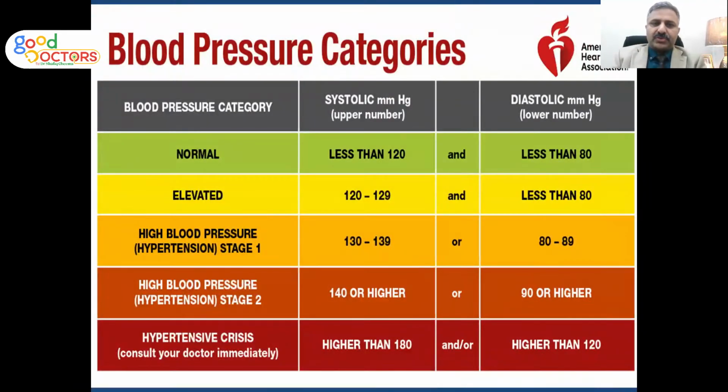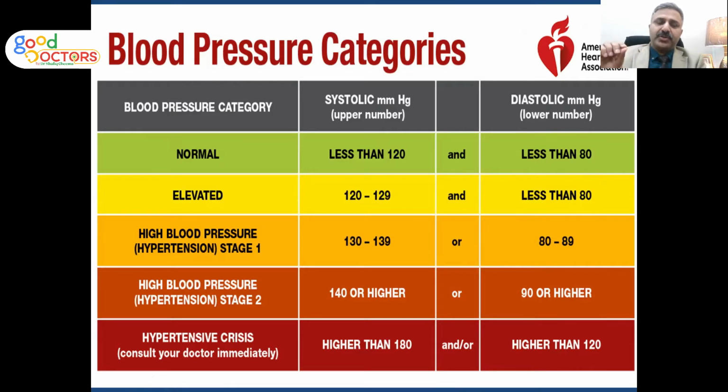pressure. So currently we are following the American Heart Association definition of blood pressure, based on which the normal blood pressure is less than 120 by 80. If systolic is between 120 to 129, that is considered elevated blood pressure. If systolic is more than 130 or diastolic is more than 80 but less than 89, that is considered stage 1 hypertension. And if systolic is more than 140 or diastolic higher than 90, that is considered stage 2 hypertension.